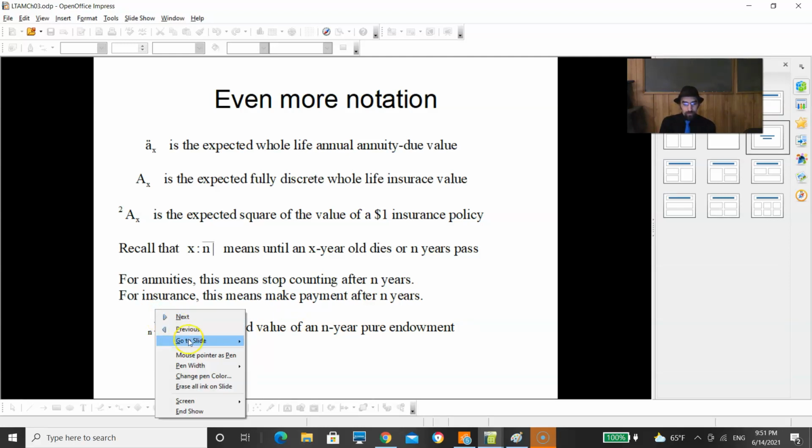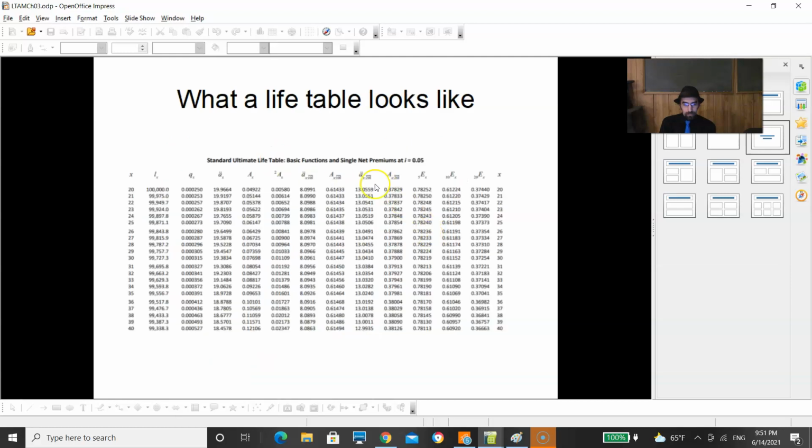So, looking back, these four columns, you'll notice A double dot x colon angle 10 is less than A double dot x colon angle 20, which is less than A double dot x. Because obviously, if you're limited to only 10 maximum payments versus 20 maximum payments, versus as long as you live maximum payments, the value will increase. But also, as you get older, the expected value of those payments decreases.